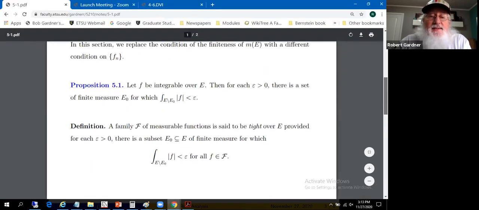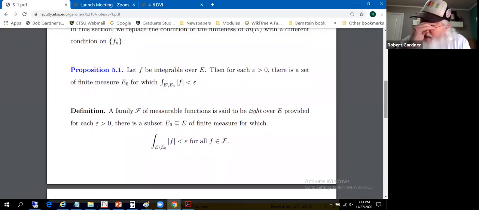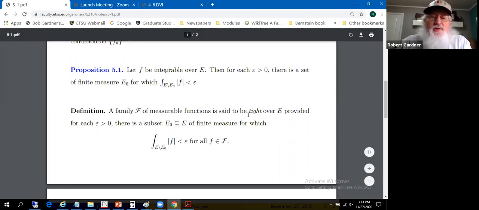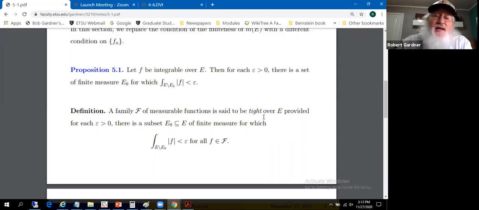All right, this idea, when applied to a whole family of functions in a uniform way, the expression we're going to use is that a family of functions is tight over a set E if it satisfies this type of thing described previously. It's a uniform kind of thing, though, as you can see, because we're requiring that for all functions in the family, certain conditions hold. So there's a uniformness of this tightness idea.